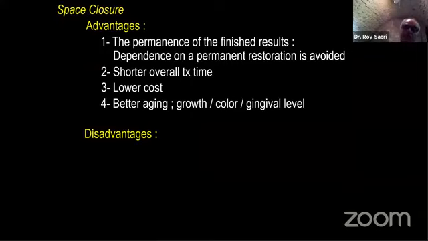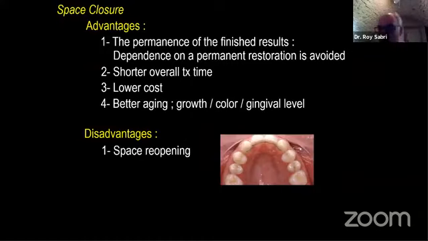So there are disadvantages to space closure. We're going to talk about these disadvantages. The first is space reopening. This is why systematically you have to have bonded twist flex, permanent retention.